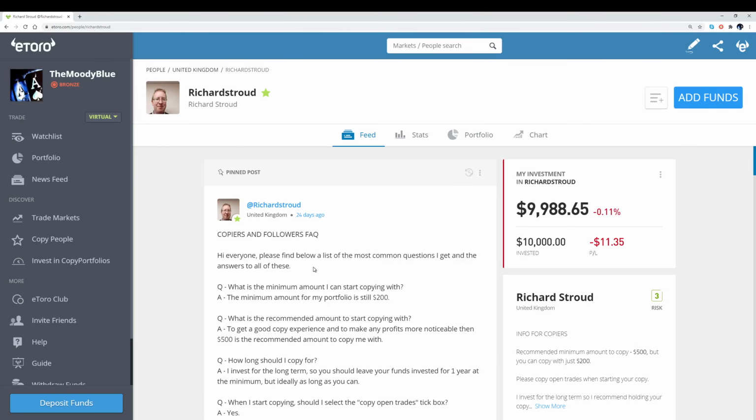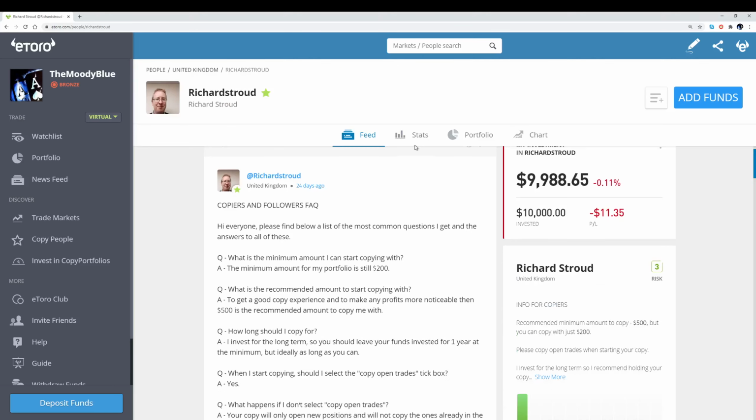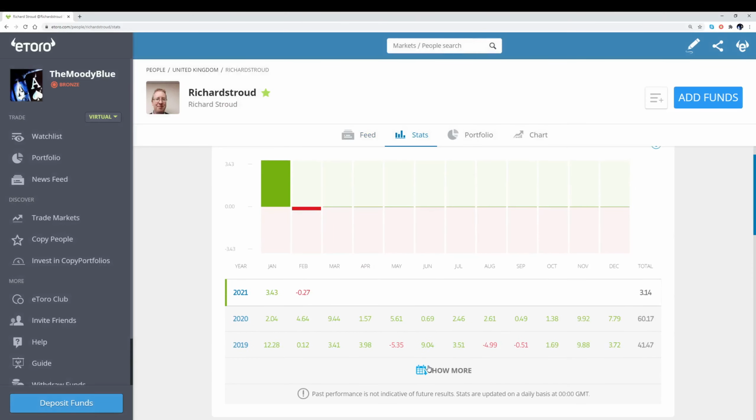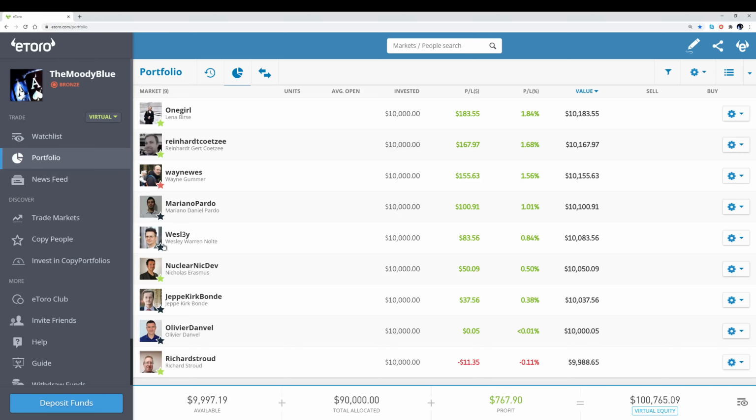In many ways, he seems to be the blueprint for communication with copiers and having a copier-friendly portfolio. And as you'll see by his amount of copiers, 20,000, this really does pay off. Even though he's not been on eToro as long as some of the people like Lena, he has 10 times as many copiers as Lena. His results aren't any better than Lena's. In fact, I think they're lower results, but admittedly, he takes less risk. But you really will see, by being copier friendly, you will actually reap the benefits and be more successful as a result.